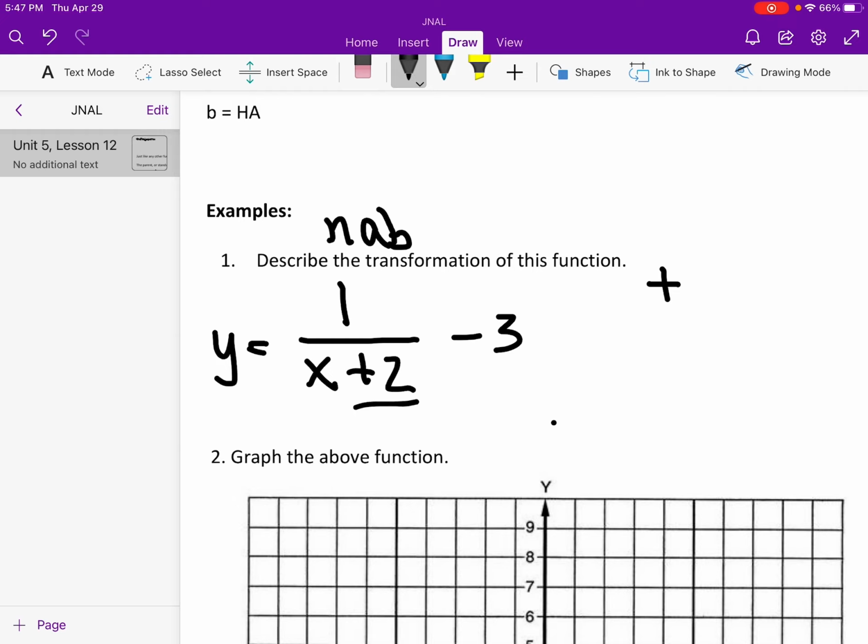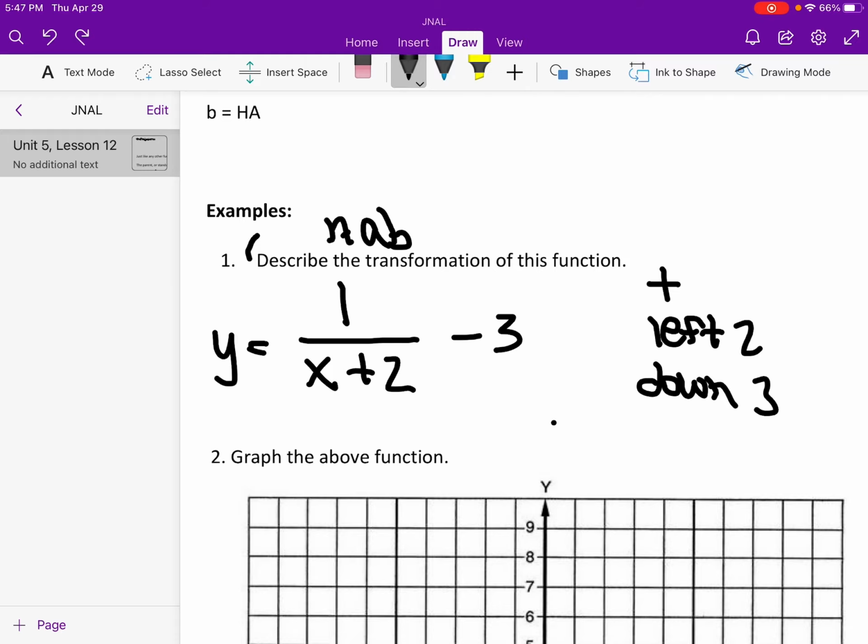Now we look at what A is. A is positive 2, so that means left 2. Remember, for this one, positive means left, negative means right. For this one, negative means down and positive means up. So down 3. So that's what we know. That's our transformation, but how do we graph that?